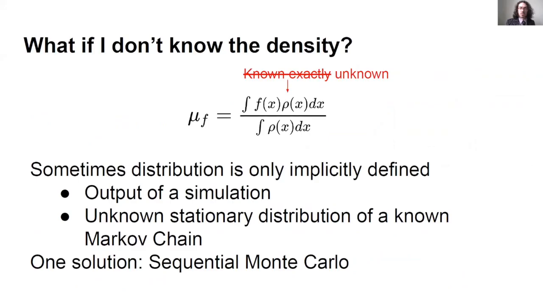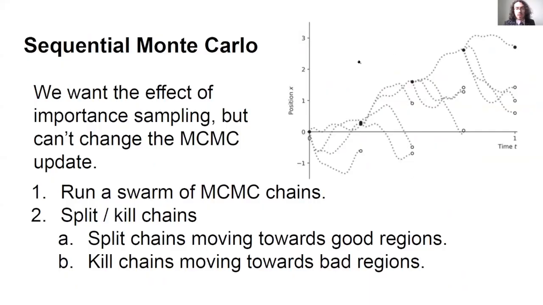In the interest of time, I'm going to mention really quickly what to do if you don't know the density. This is often the case in physical simulations, where the distribution is only implicitly defined as the output of a simulation, or as some unknown stationary distribution of a Markov chain that is handed to us. One thing you can do there is approaches like sequential Monte Carlo.